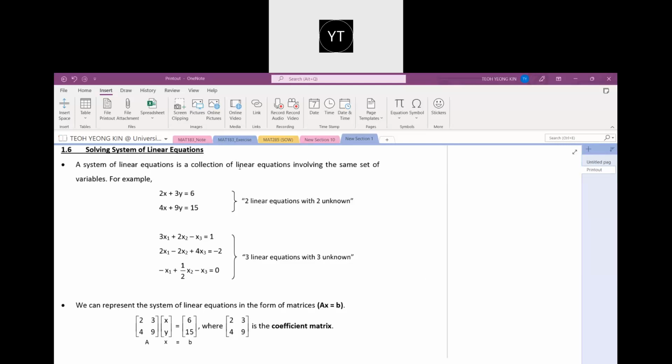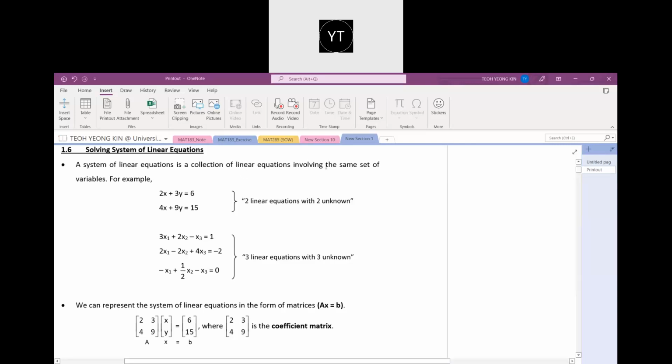What is linear? Linear ni maksudnya adalah kuasa X dan Y kita paling tinggi adalah kuasa 1. So a linear equation means that the equation contains the variables X and Y, where the highest degree of the variables, let's say X or Y, is 1. Kuasa X yang paling tinggi adalah 1 ataupun kuasa Y yang paling tinggi adalah 1. Linear. Jika kuasa 2 kita panggil quadratic.